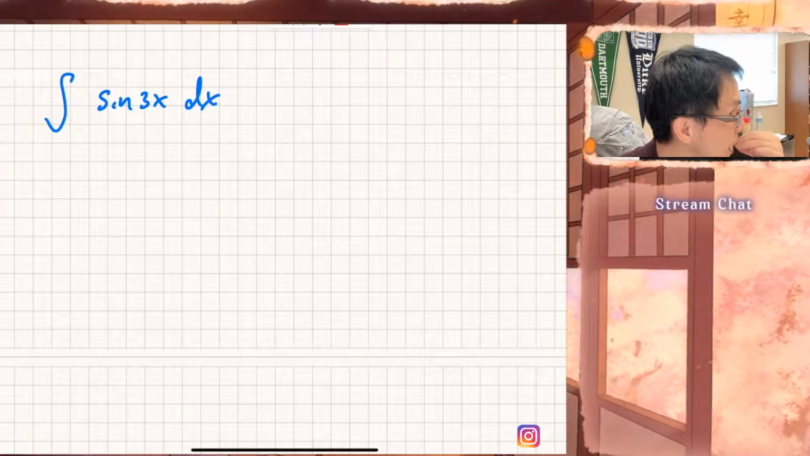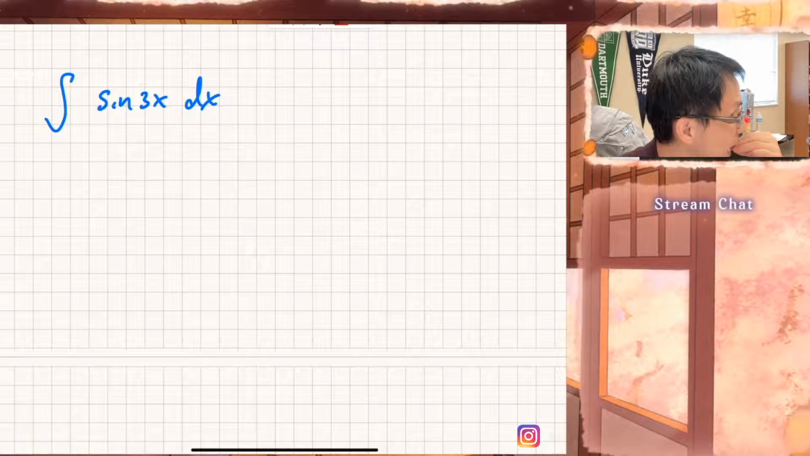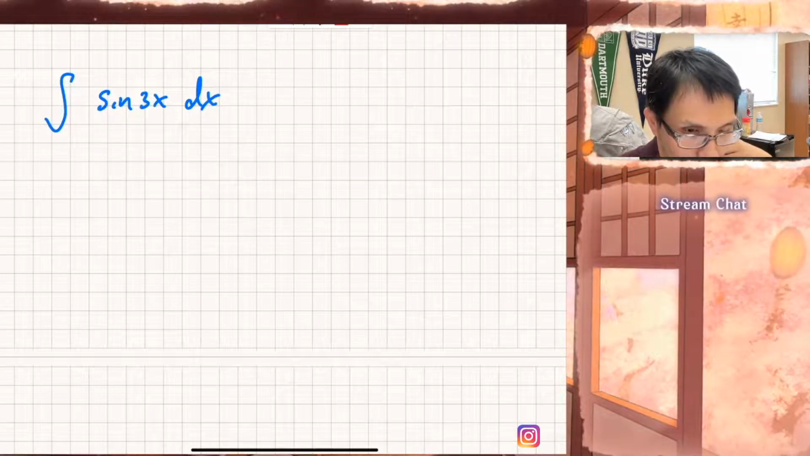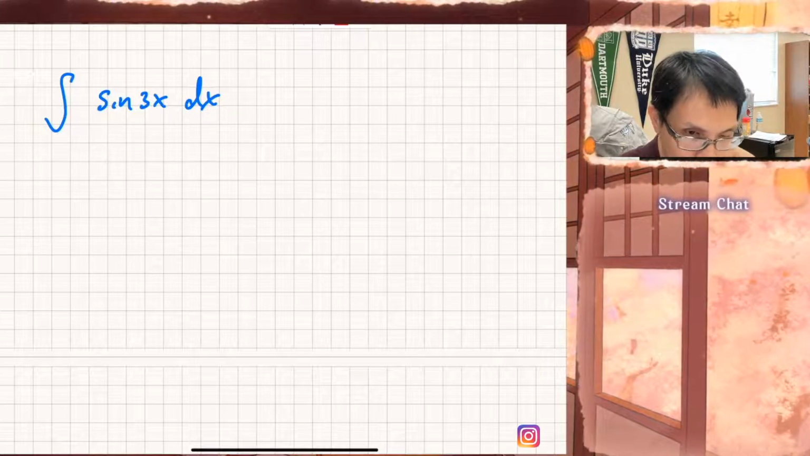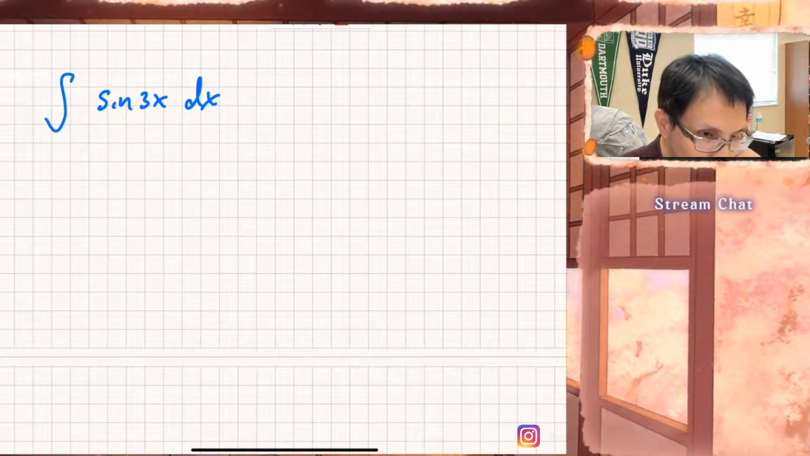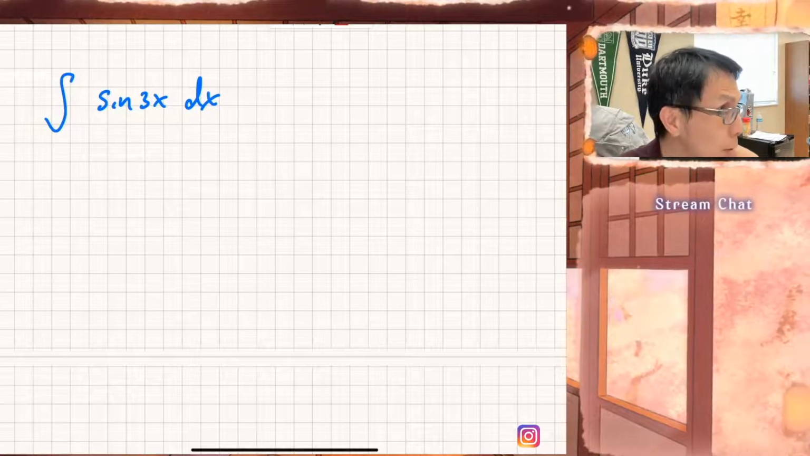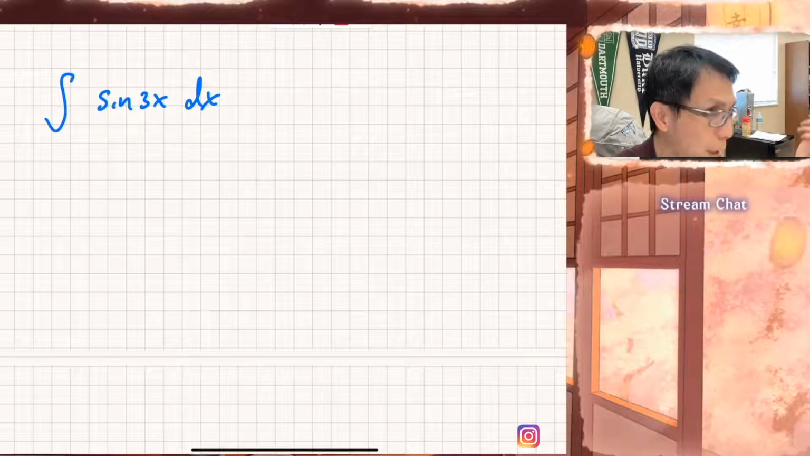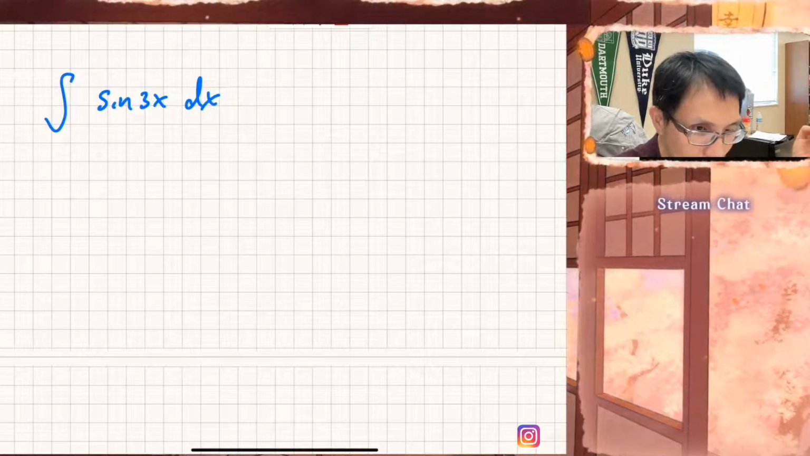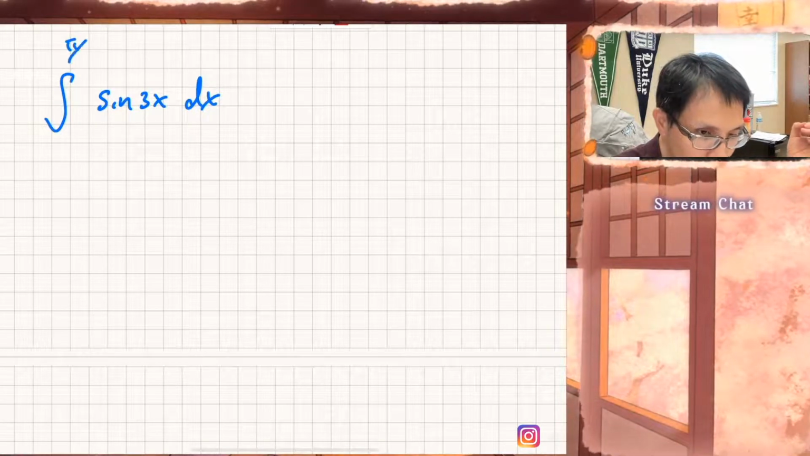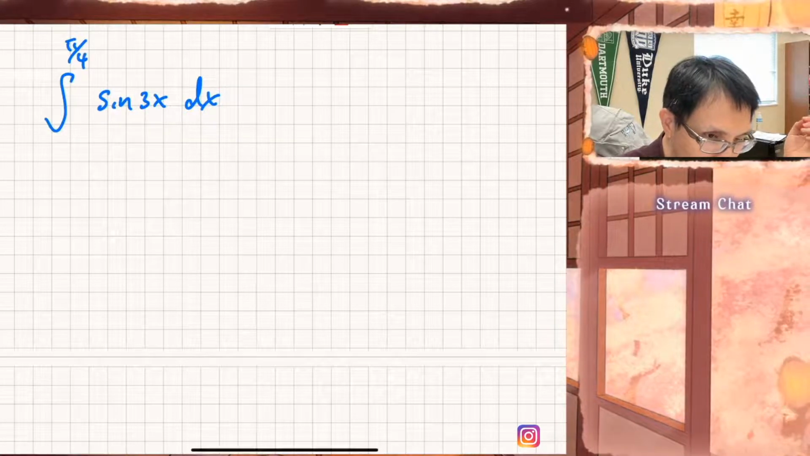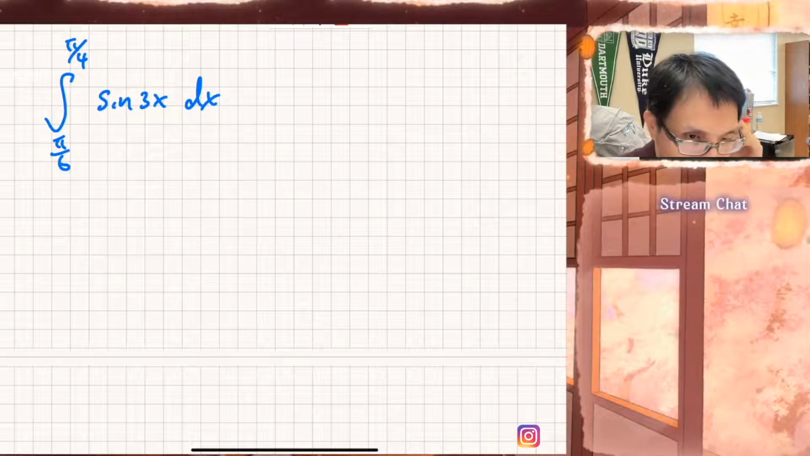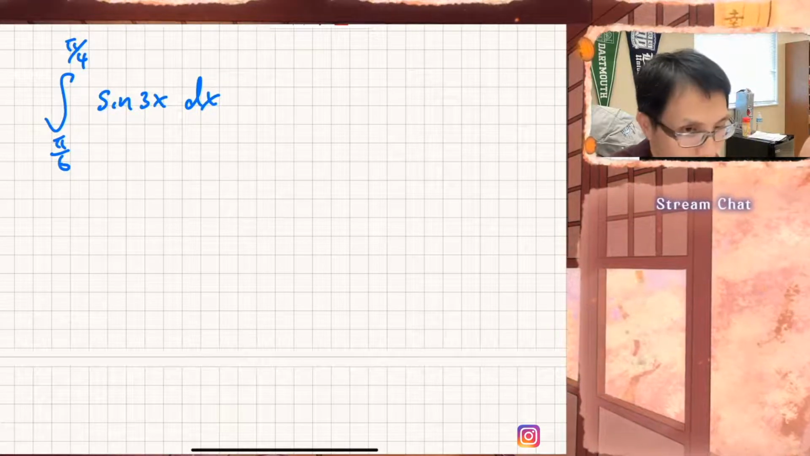Is it as easy as negative cosine 3x squared over 2? No, but it's pretty close. What you're going to do is that it's still involved with the u substitution. Now I can give you boundaries if I want to. I can say pi over 4 to maybe pi over 6, something like that.